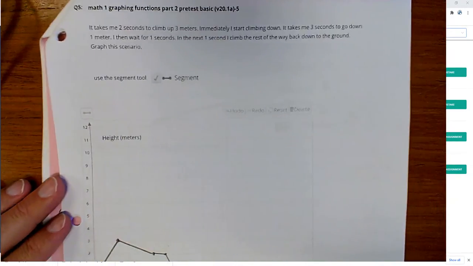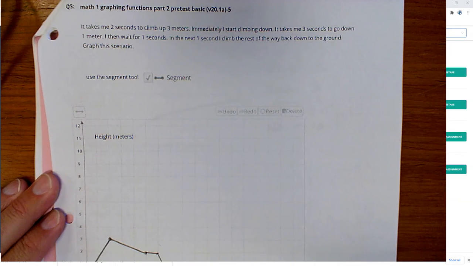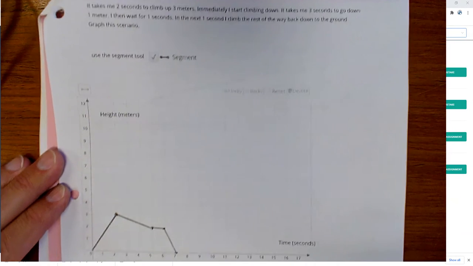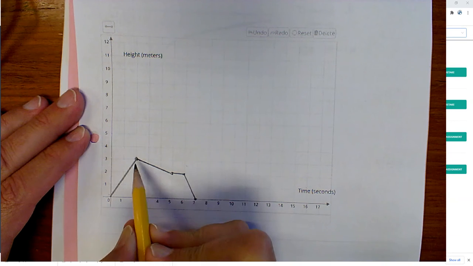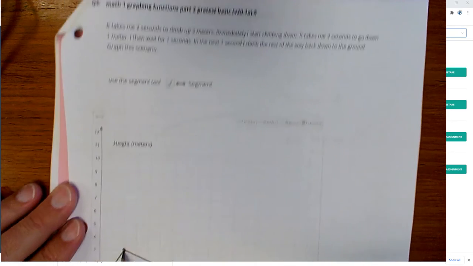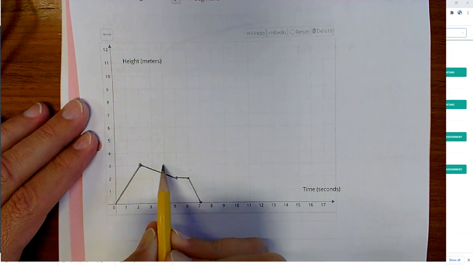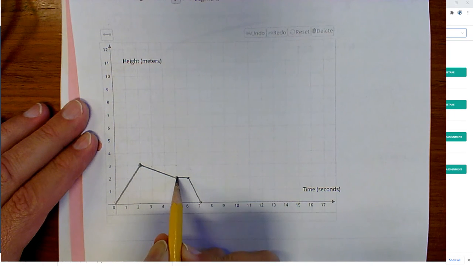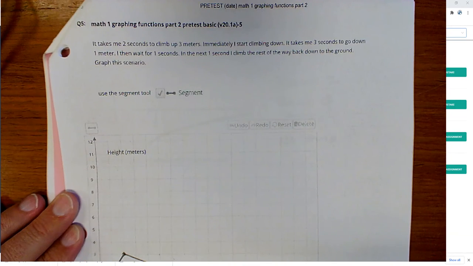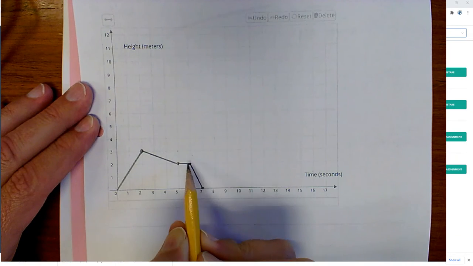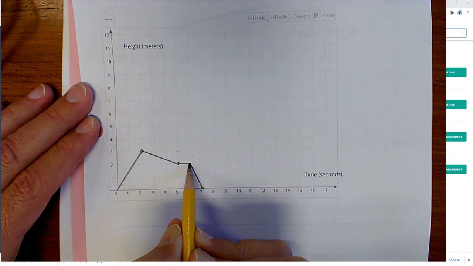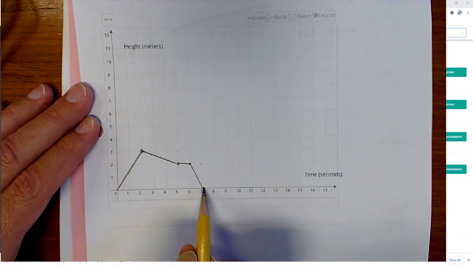All right, we're going to graph a situation that looks like this. It takes me 2 seconds to climb up 3 meters. Okay, 2 seconds, up 3 meters. Immediately I start climbing down. It takes me 3 seconds to go down 1 meter. Then I wait for 1 second. In the next 1 second, I climb the rest of the way down, all the way back down.